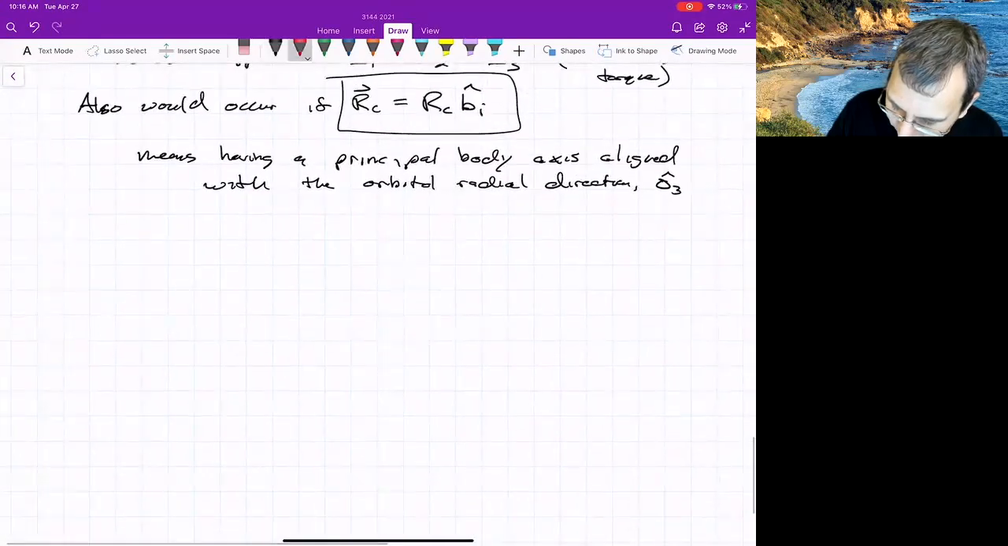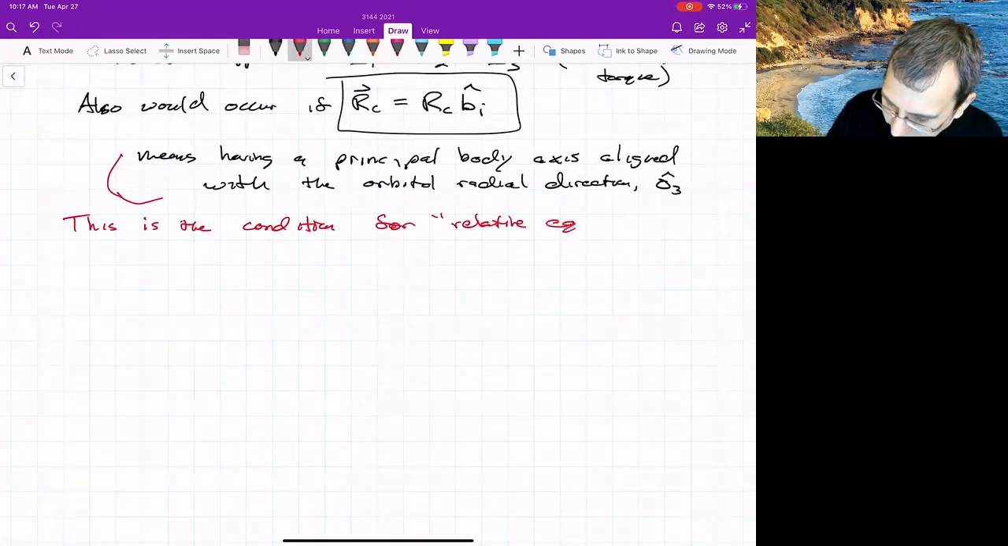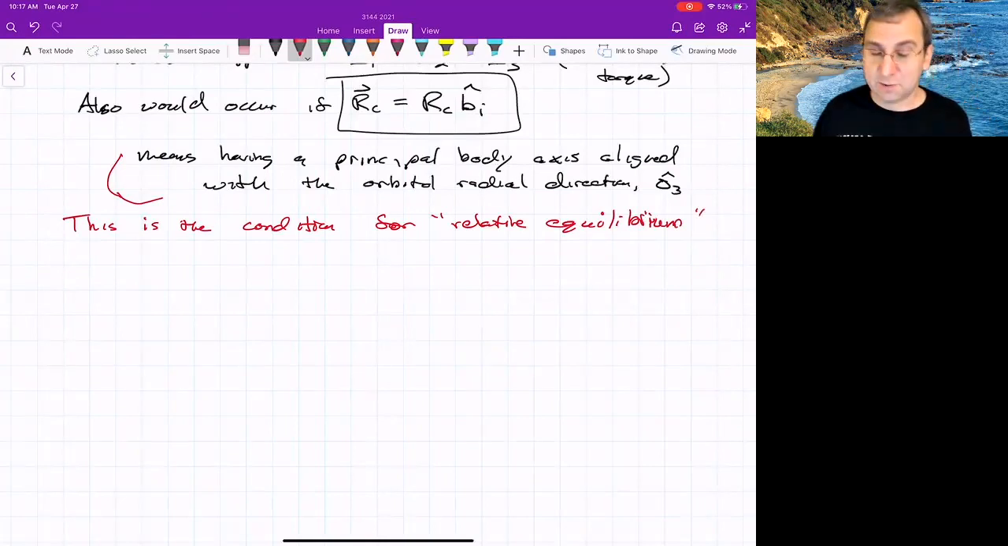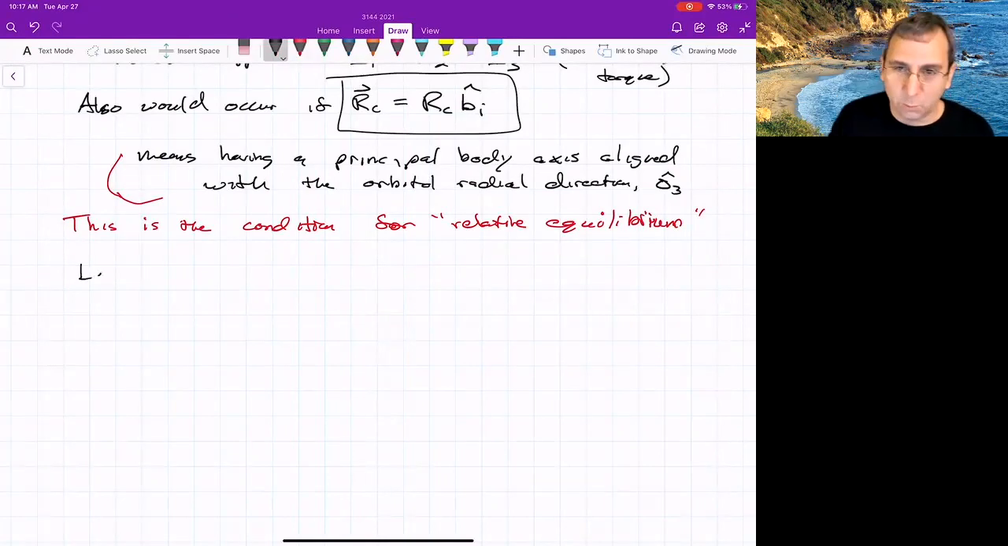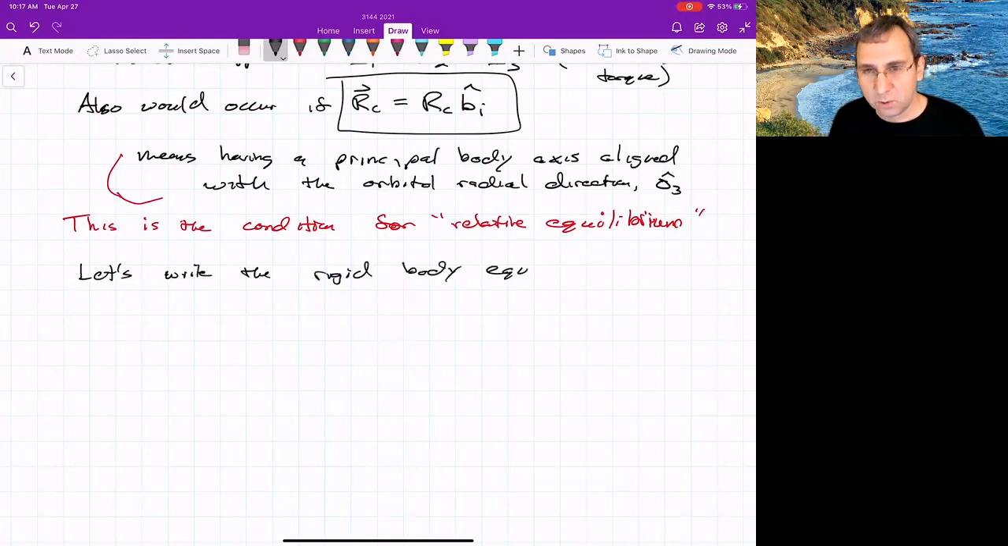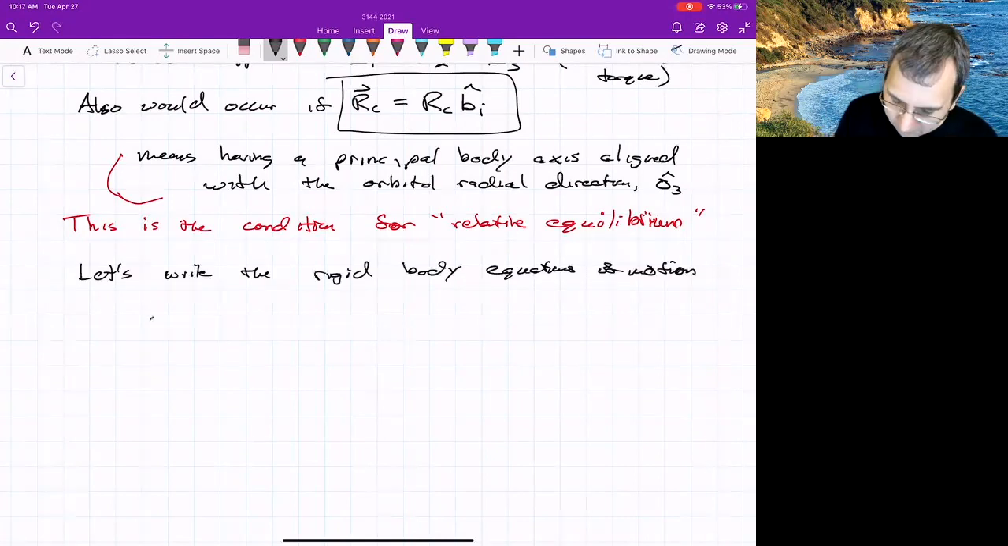Why do we say relative? Because it's not an equilibrium with respect to an inertial frame. It's an equilibrium with respect to this rotating frame, the orbital frame. We want to write down what the rigid body equations of motion are. Let's see if we've got this right. I'm just going to write I instead of I sub C.